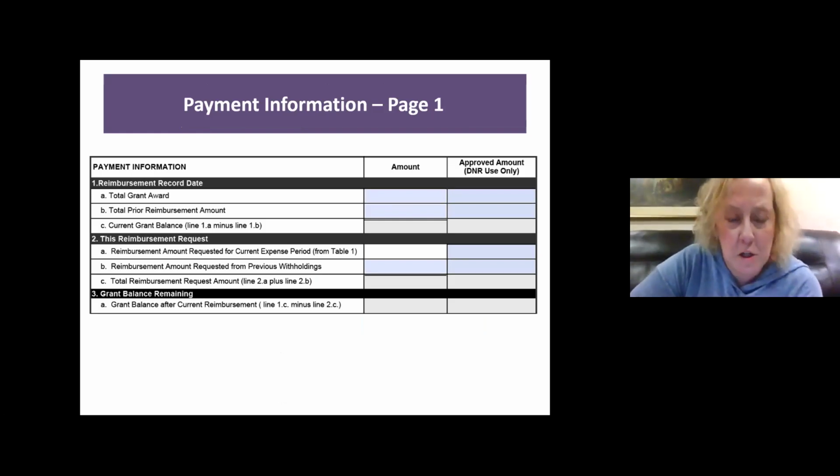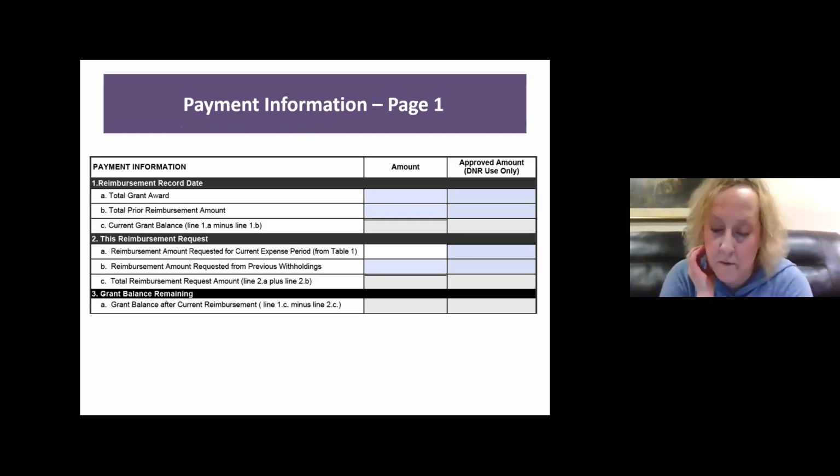Now, the payment information section, which is in the middle of page 1 of the reimbursement form, provides a summary of the current payment record and grant balance. The grant financial data, including the total grant award, payments the grantee has received to date, and then grant funds remaining.